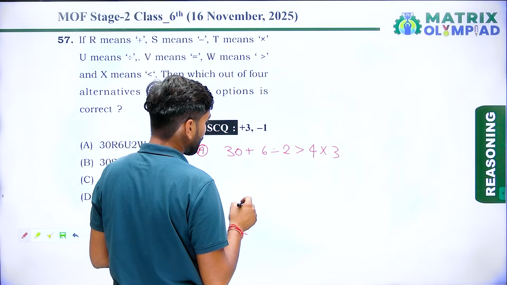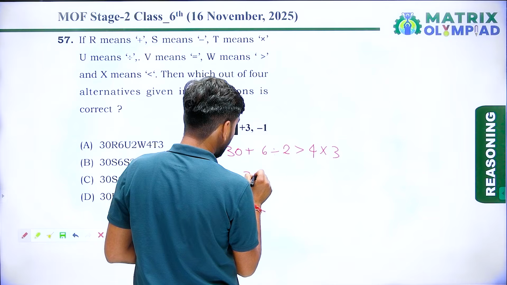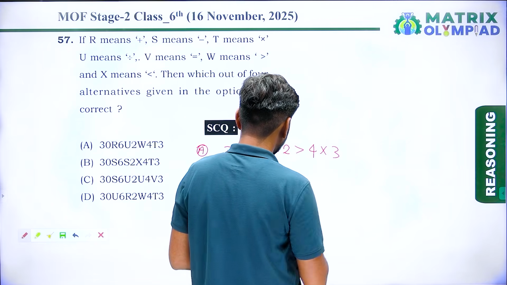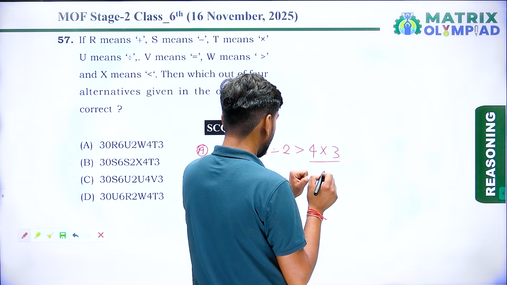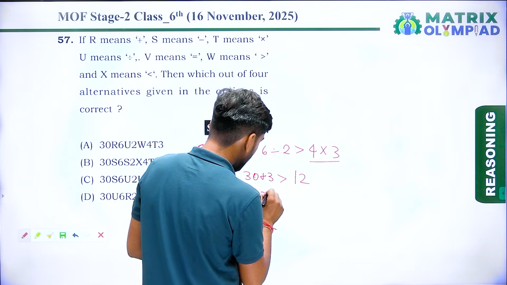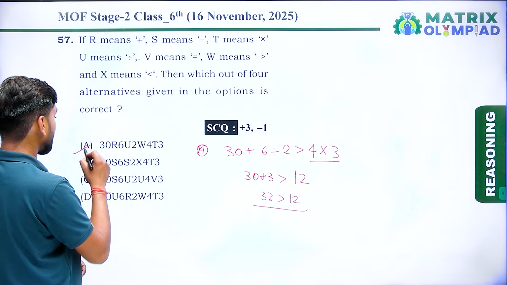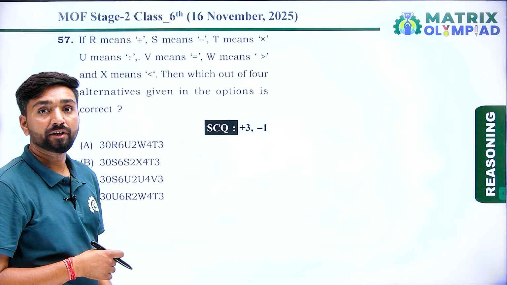So if we solve this equation, we get 30 plus 3, which is greater than 4 multiply 3, which is 12. So 33 is always greater than 12. So our option A is the correct answer of this equation. Now let's move to the next question.